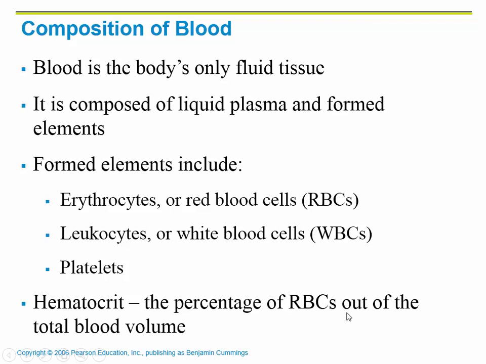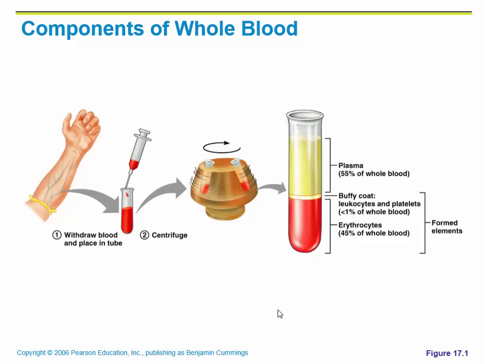And a hematocrit is basically the percentage of red blood cells out of the total blood volume. We have a lot of red blood cells because we need a lot of oxygen to be carried throughout the body.